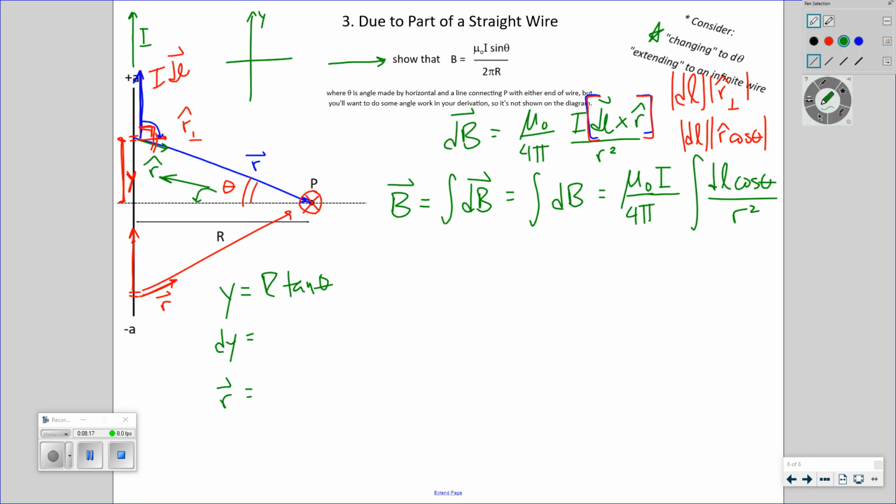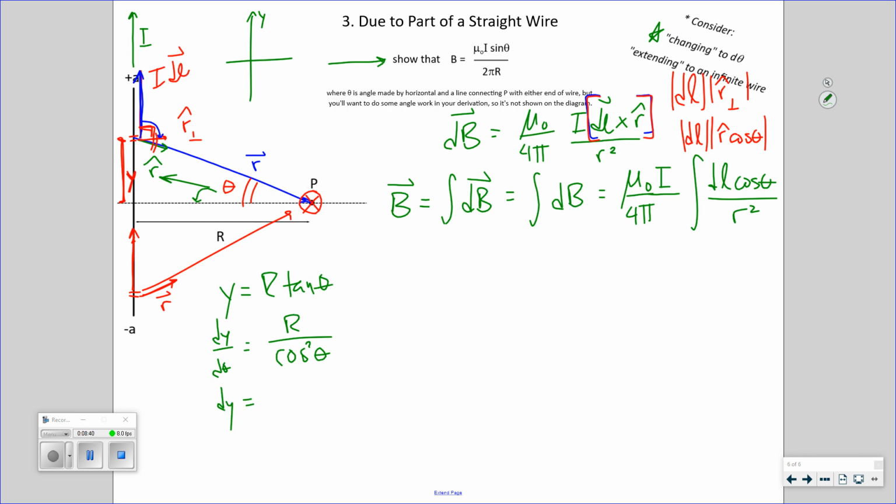With that in mind, we can differentiate both sides of this expression with respect to theta. We can say dy d theta is, well, r is a constant, and d tan theta d theta is secant squared theta. Secant squared is 1 over cosine squared. So this gives us an expression for dy in terms of d theta. It allows us to convert from one set of units to another. The nice thing about d theta is, look over here to your right, we've got a theta. And now r we can also write in terms of theta.